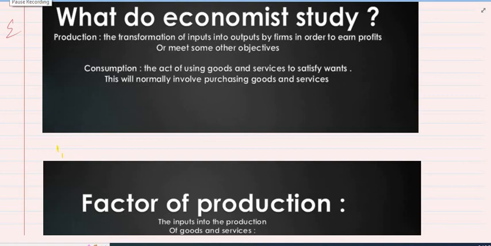Okay, so today we're going to start with the question: what do economists study? This is our topic today and we will discuss this thing. Clear?